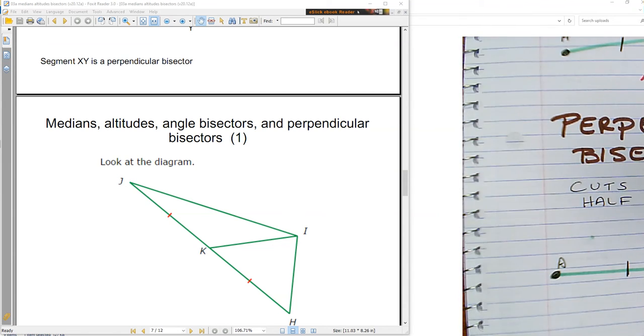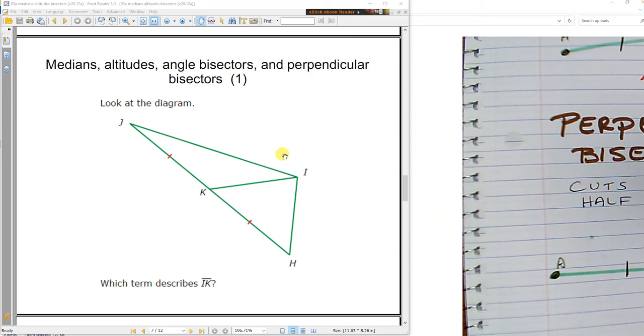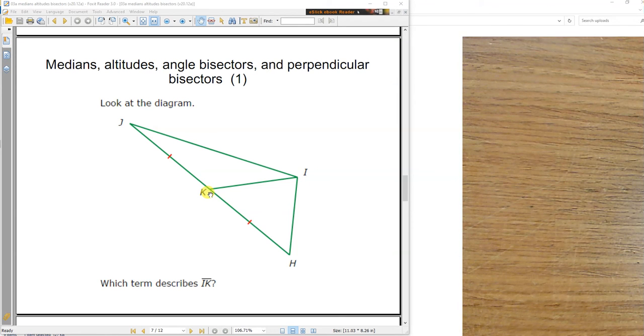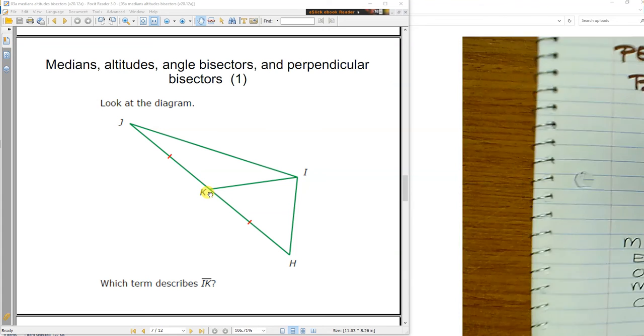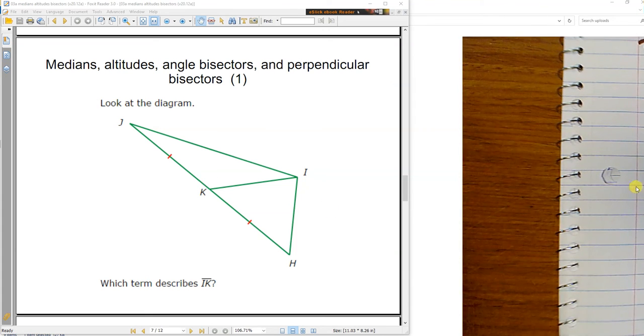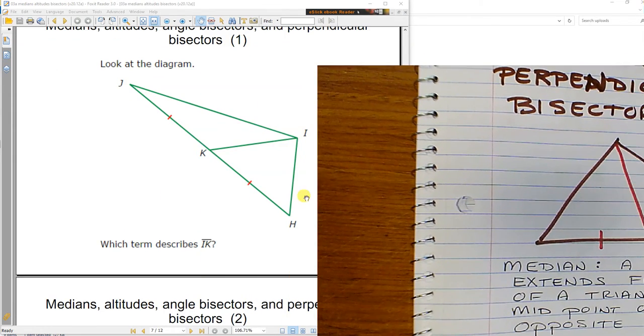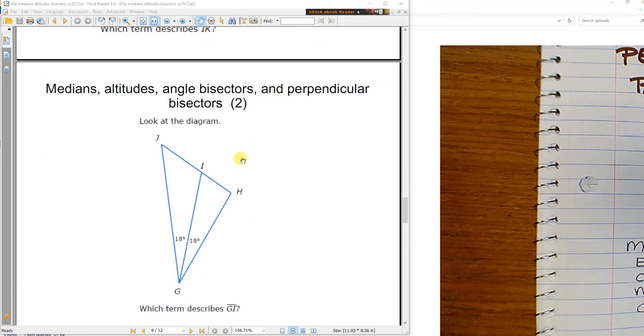Look at the diagram. What is IK? IK is some kind of a bisector. It's cutting that segment in half. Let me go back to my notes. It is a median, right? Yep. Median. It's coming out of the vertex and splitting the opposite side. That's a median.